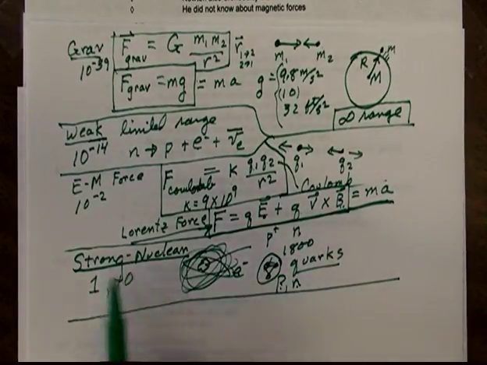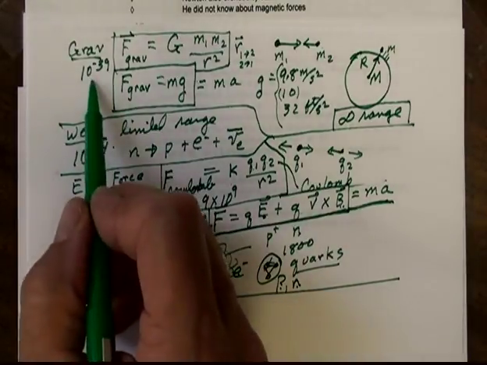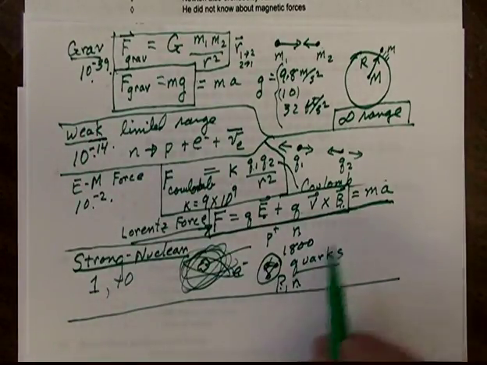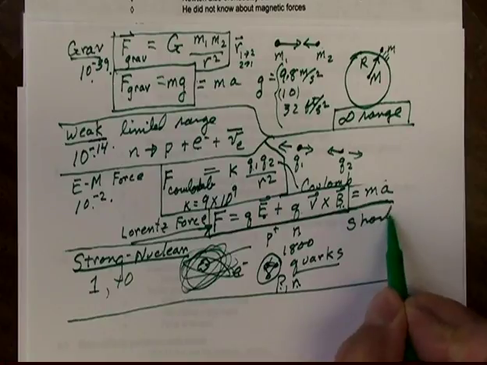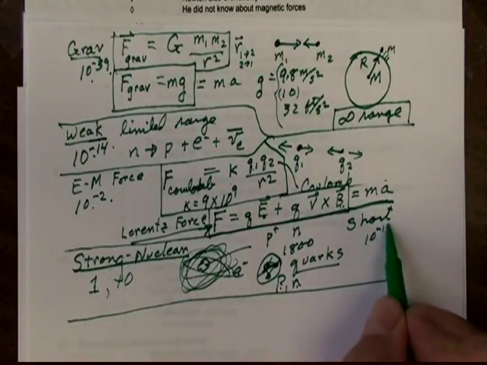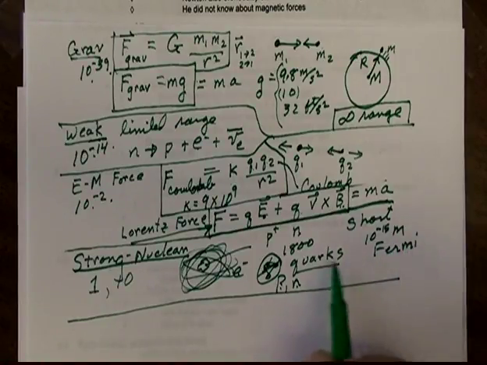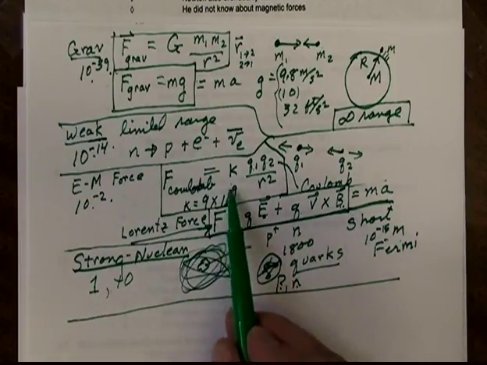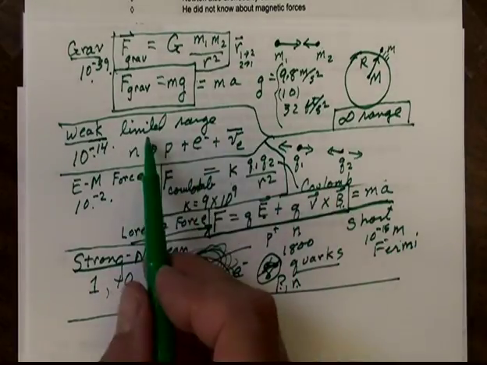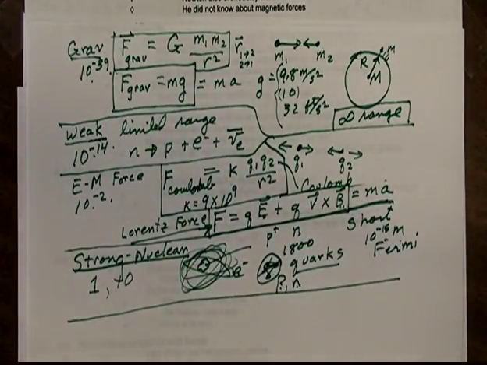So these are our forces: strength of 1, 10 to the minus 2, 10 to the minus 14th, 10 to the minus 39th. The strong force has a very short range, only across the nucleus, about 10 to the minus 15th meters, what's called a Fermi or a femtometer in distance. The electromagnetic force has an infinite range. Those are the things to remember about these 4 forces.